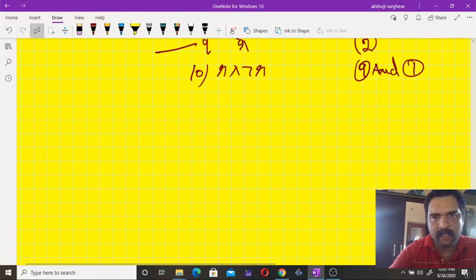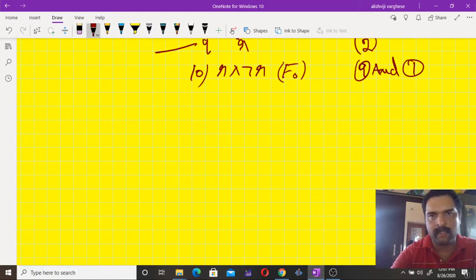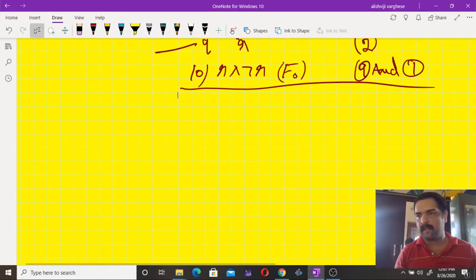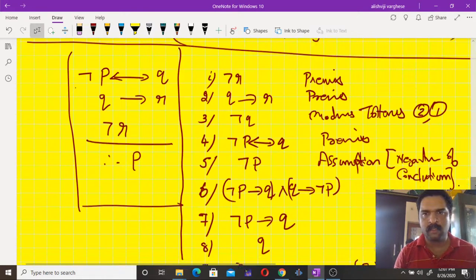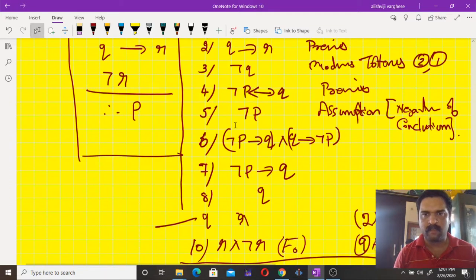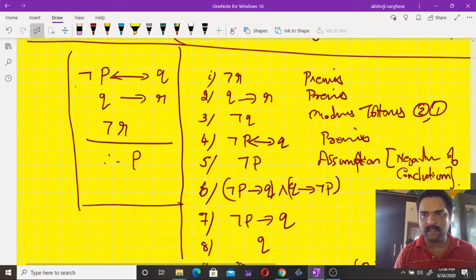Obviously R and negation R is a contradiction, so it is always false, but our systematic argument arrives at a conclusion that is a contradiction, and we arrive at this particular contradiction only because we make an assumption in our first step number 5, negation P, and a contradiction is a result of our assumption negation P here, and therefore that assumption is wrong.